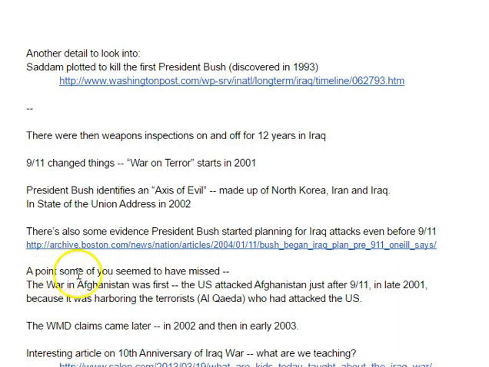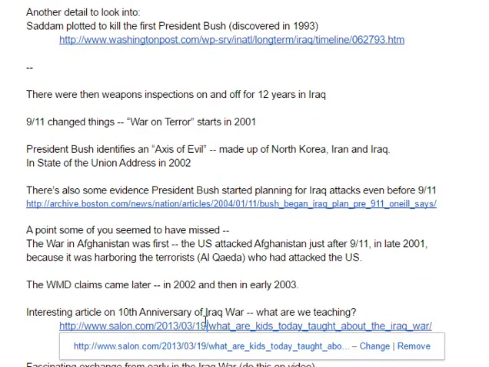But a point a number of you missed in your writing is that first we went to war with Afghanistan. We didn't wait very long for that. 9/11 is obviously 9/11, 2001. By October of 2001, we had mobilized and went after Afghanistan because it was harboring terrorists, Al-Qaeda, who had attacked the U.S. And under the Bush Doctrine, you can attack such people.